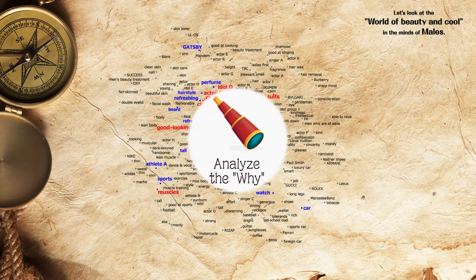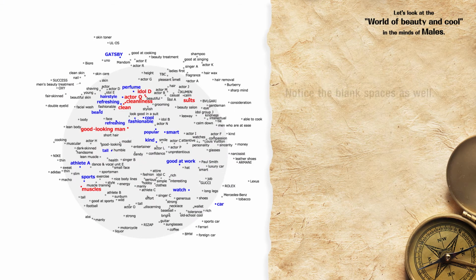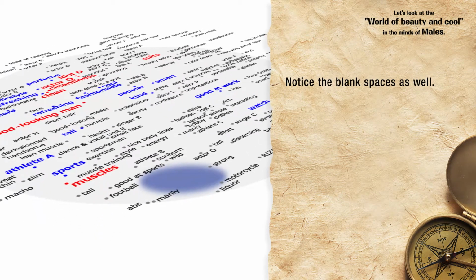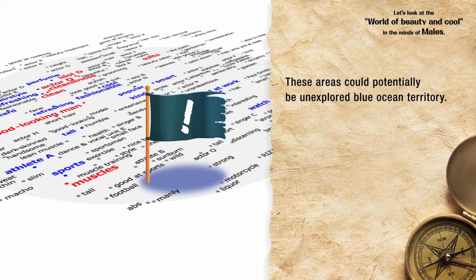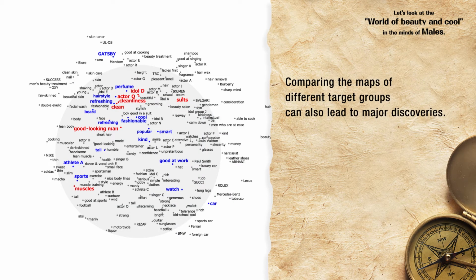As we read into the positioning, distances, and directionalities revealed in the map, we can expect a lot of why, and that's unexpected. This why is in fact the hint to discovering hidden ideas. Notice the blank spaces as well. These areas could potentially be unexplored blue ocean territory. Comparing the maps of different target groups can also lead to major discoveries.